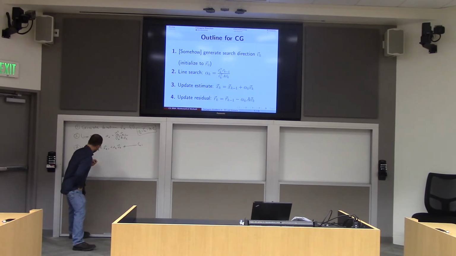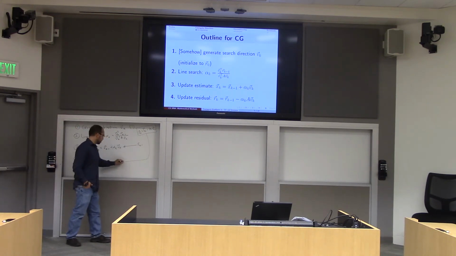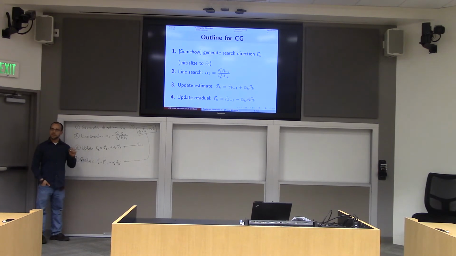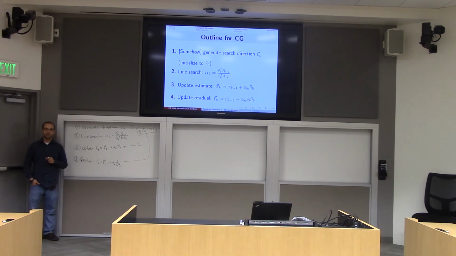which is r_k equals r_{k-1} minus alpha_k A b_k. Yes? By the way, I could have used this formula here. That would have been perfectly fine, in fact equivalent mathematically. We're going to find that this residual update is convenient numerically because we're going to reuse this product in more than one step.